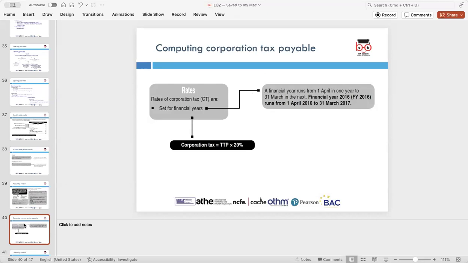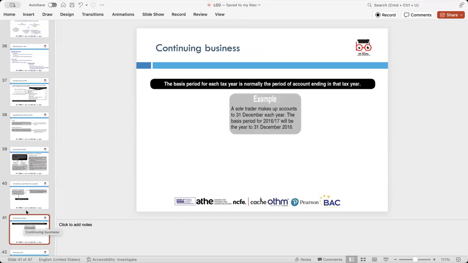So, basis periods. The basis period of each tax year is normally the period of account ending in that year. So, if a sole trader makes up accounts to 31st December each year, the basis period for 2016-17 will be the year to 31st December 2016. When it comes to tax, the period of account that ends in a specific tax year is called the basis period for the tax year.